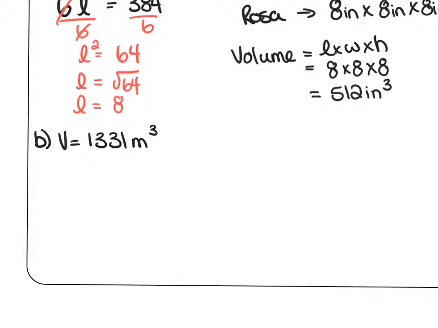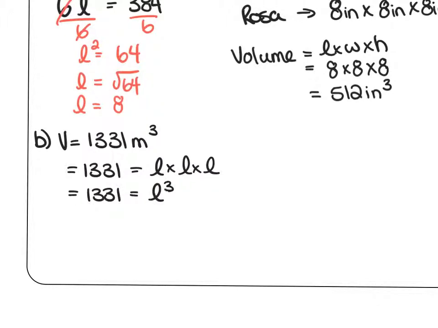Now, again, because it's a rectangular prism, we're going to go straight to a cube, which means the length, the width, and the height are all the same. So I'm going to set this equal to length times length times length, similar to what we did in the last one. 1331 is L cubed. And then we're just going to solve for it. So I'm just going to take the cube root of 1331 to find L.